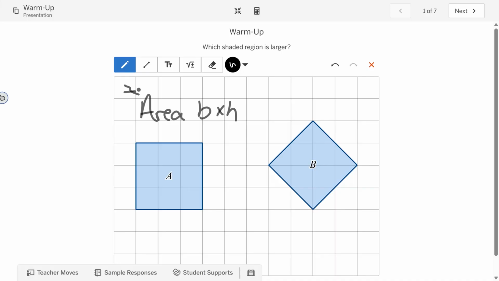So on this first square, letter A, we can see that its base is 1, 2, 3, and its height is 1, 2, 3. So if we're going to do base times height, its area is going to be 3 times 3. And 3 times 3 is 9. So the area of this first square is 9.